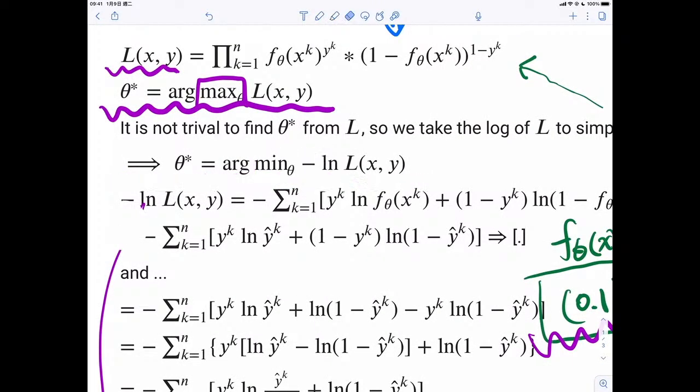We will not go into the detail, but there's one important thing you have to know. Take a look at this one. The definition of likelihood is the product. When you do partial differentiation, a product is very difficult to analyze.